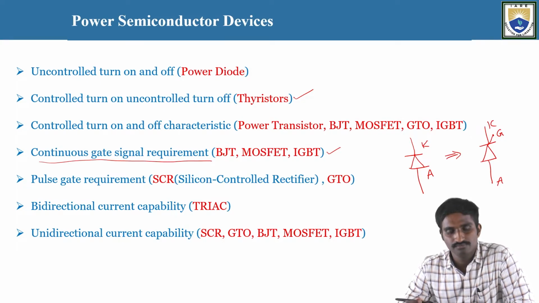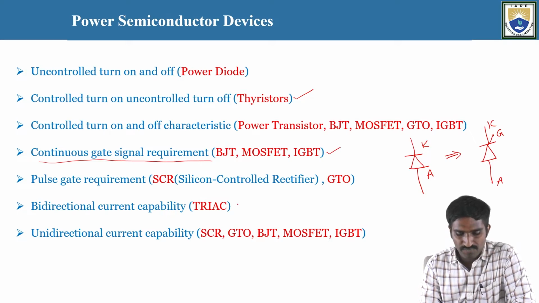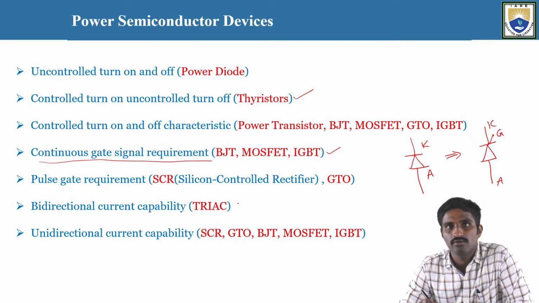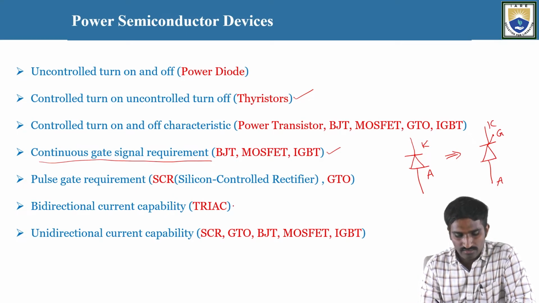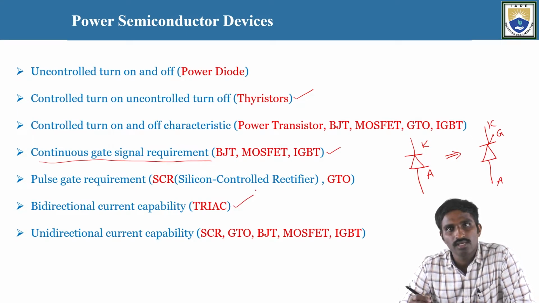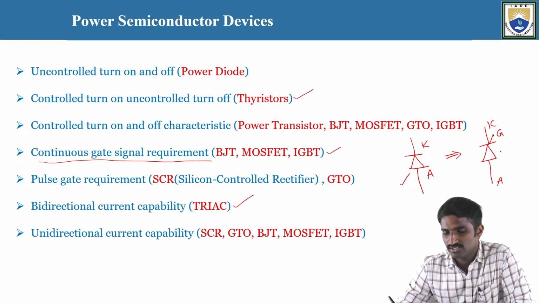Okay. Then, when coming to the current flowing capability, the triac can allow current in both directions. Let me consider here, this is the diode and this is the thyristor. This diode and thyristor will allow the current to flow only in the unidirectional way, that is anode to cathode. Here also anode to cathode.